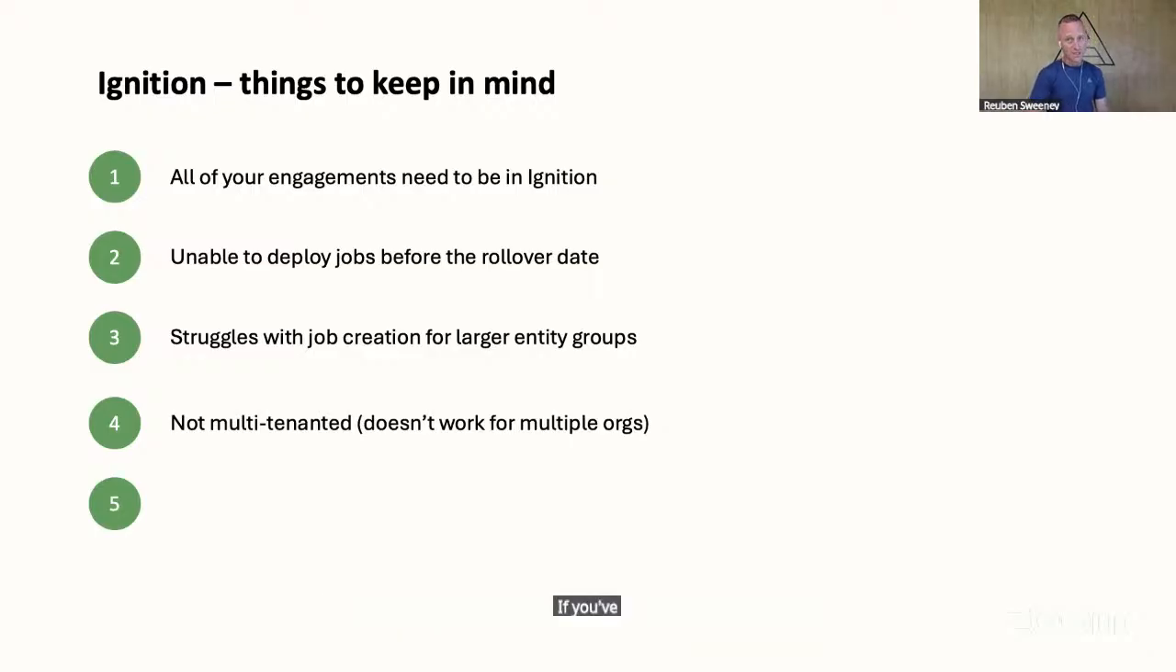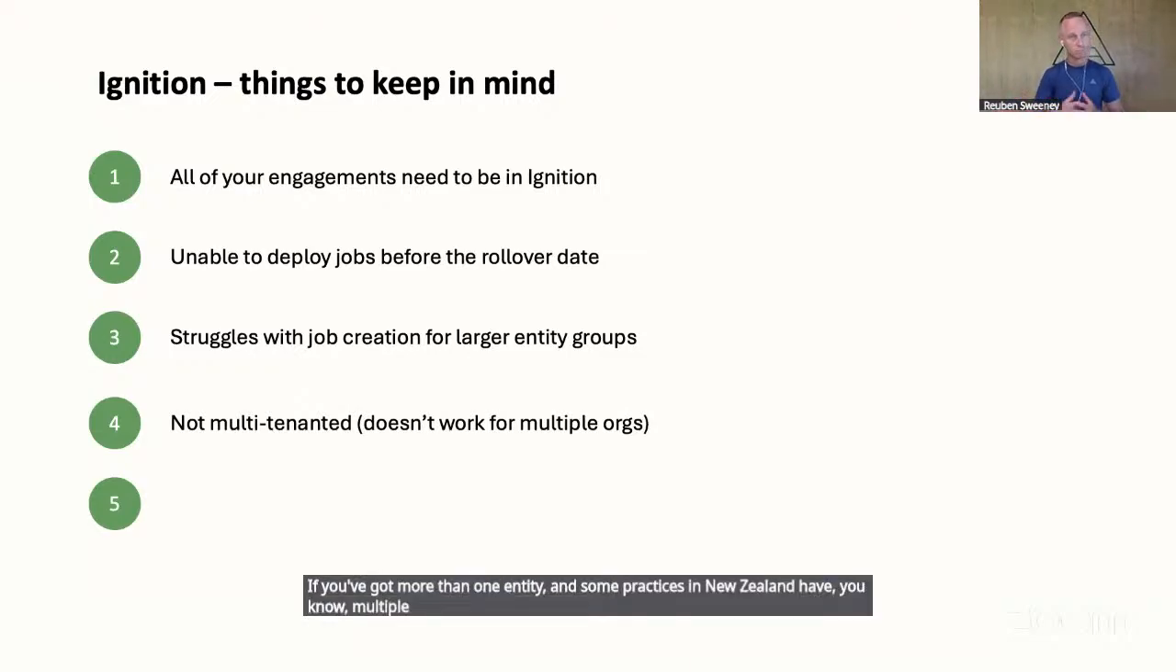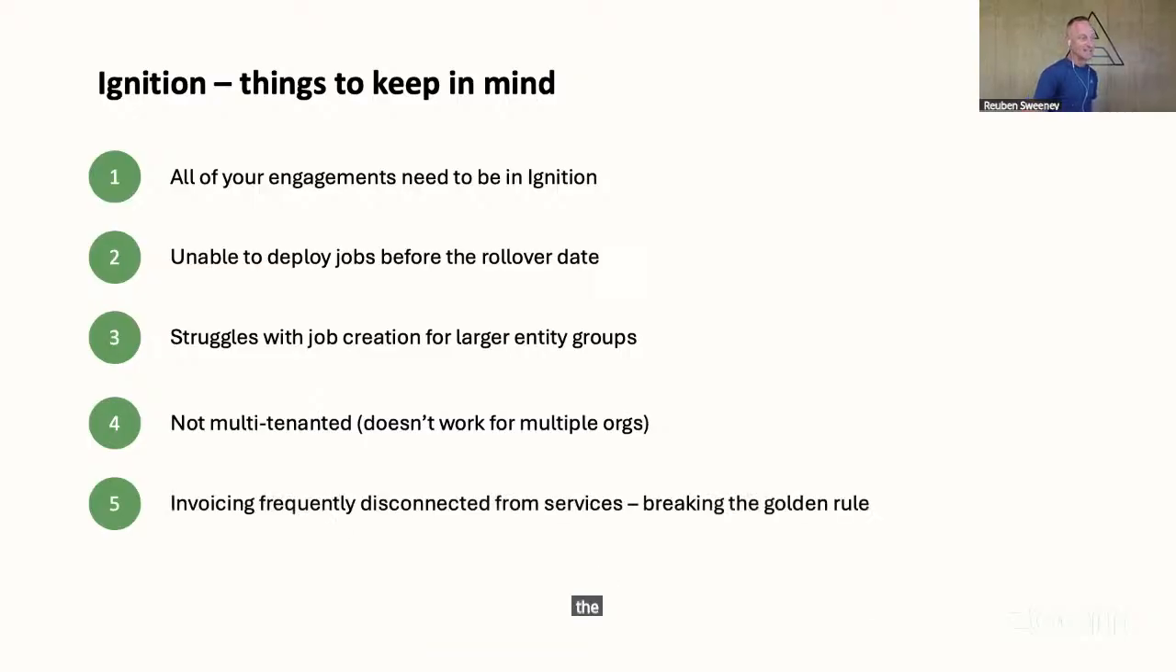If you've got more than one entity, and some practices in New Zealand have multiple XPMs for a single owner, I guess, or series of owners, Ignition's pretty hard when it comes to that because you have to end up with 5 different versions of Ruben at linkhq.com, basically, just to log into the various Ignitions I need to access.